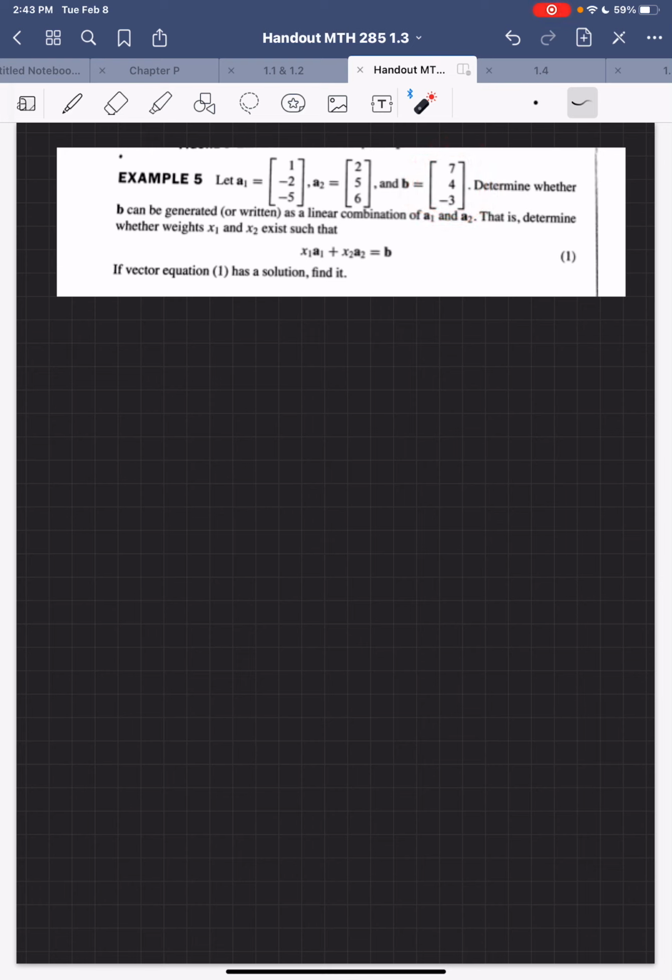Now, I've been using language like scalars, but in linear algebra, it does float back and forth. It depends on who you're talking to, but I won't go into the weeds here. For now, scalars and weights are the same thing. So notice how it says determine whether the weights x sub 1 and x sub 2 exist such that.